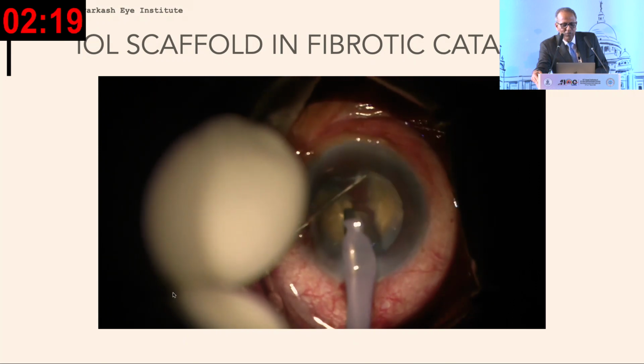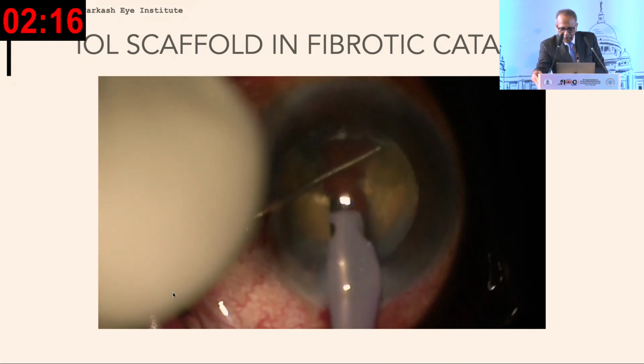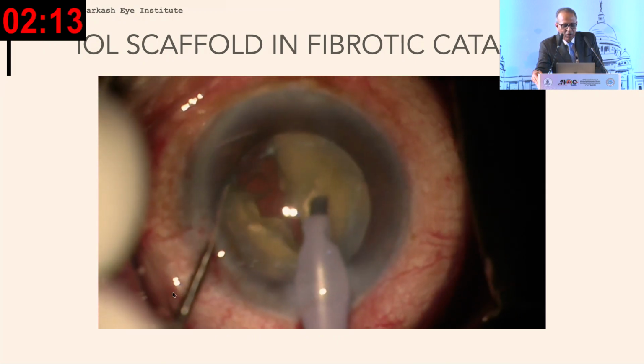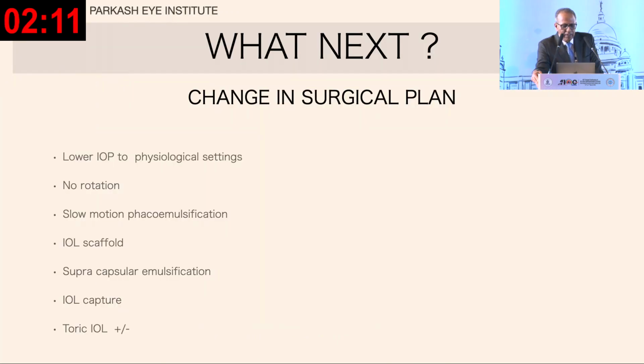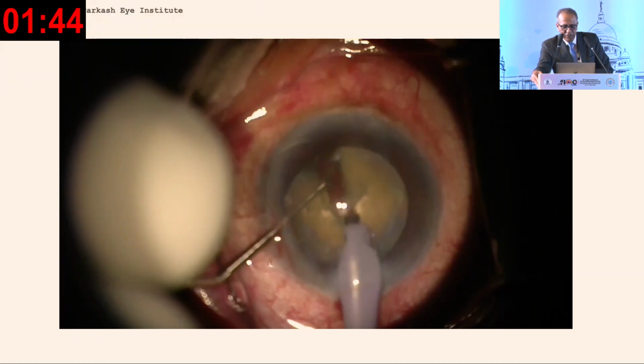Now the idea is, what next? Should we just pull it out as traditionally it should be, or should we go ahead? Well, there's a change in surgical plan now. What I did was, I lowered the IOP to physiological setting. I decided not to rotate it, do slow motion phacoemulsification, use IOL as a scaffold, do supracapsular emulsification, do IOL capture, and I may or may not be able to use toric IOL as it was already planned in this patient. So now what is going to happen is, let me brighten it up.